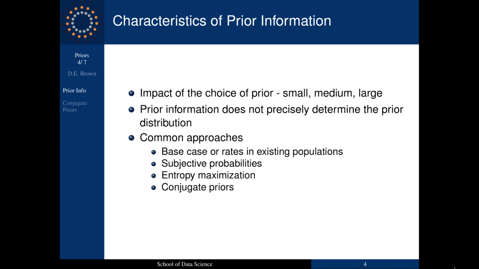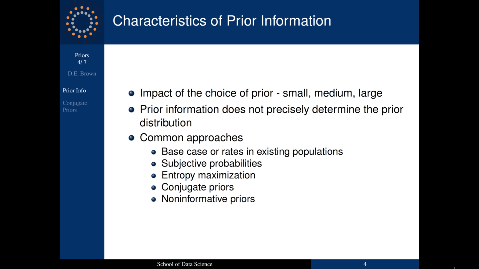Conjugate priors are a relatively old approach, but it is still widely used because it is very fast and very effective in developing Bayesian analyses. And that's what we'll be talking about, starting in this video and the two videos that follow.